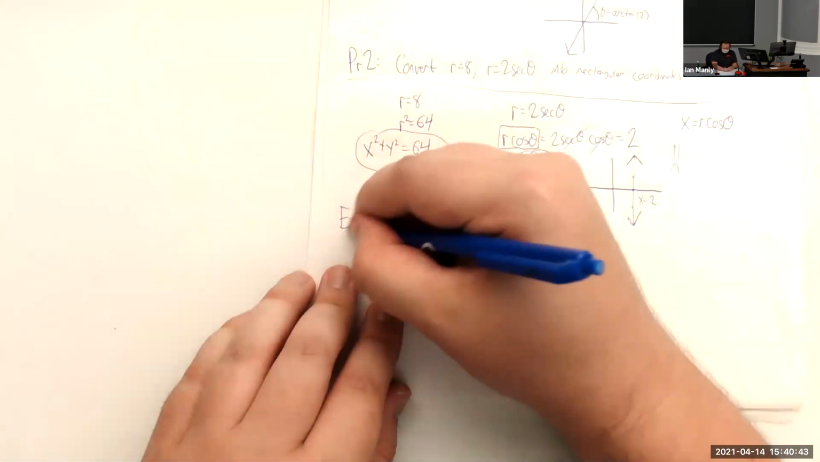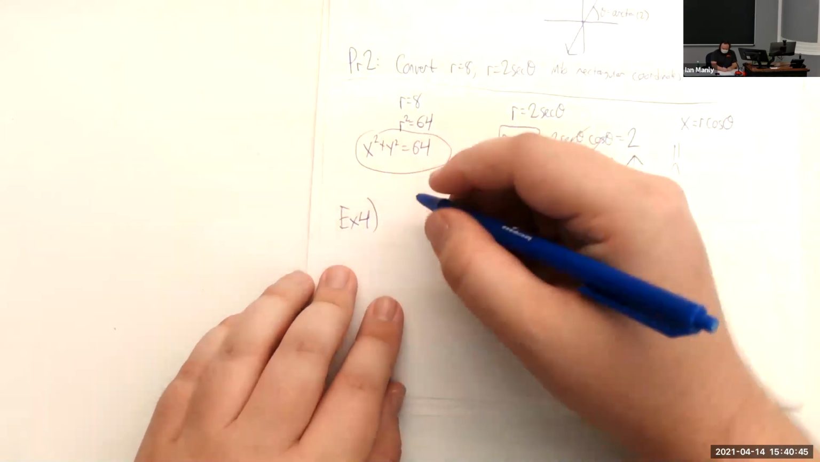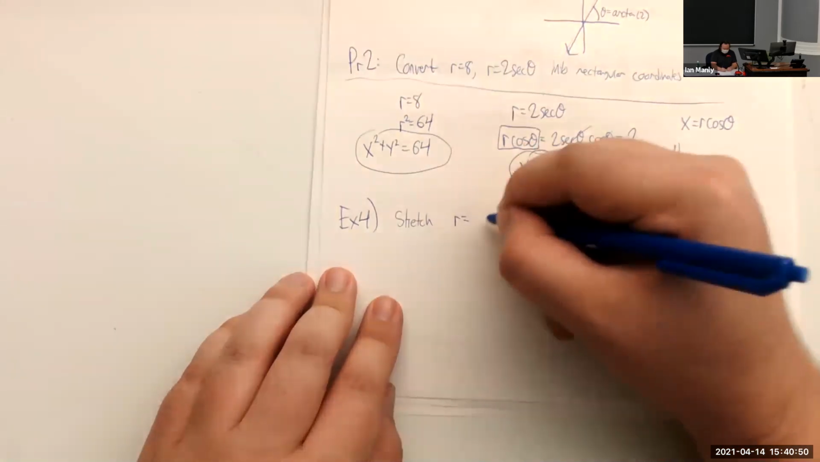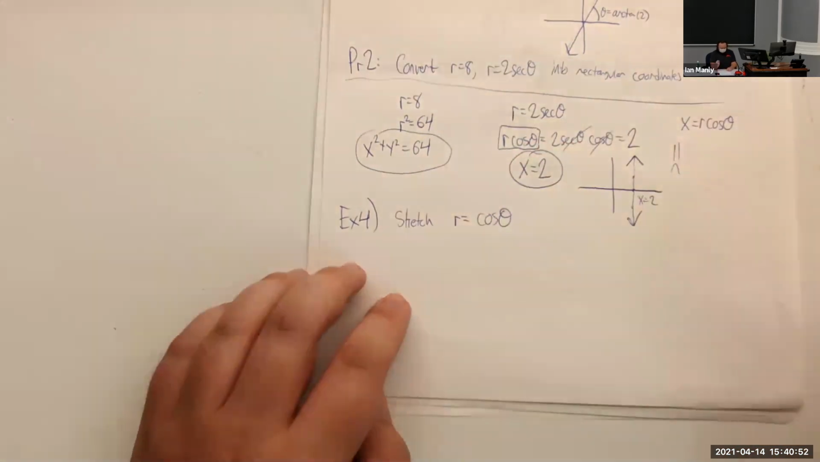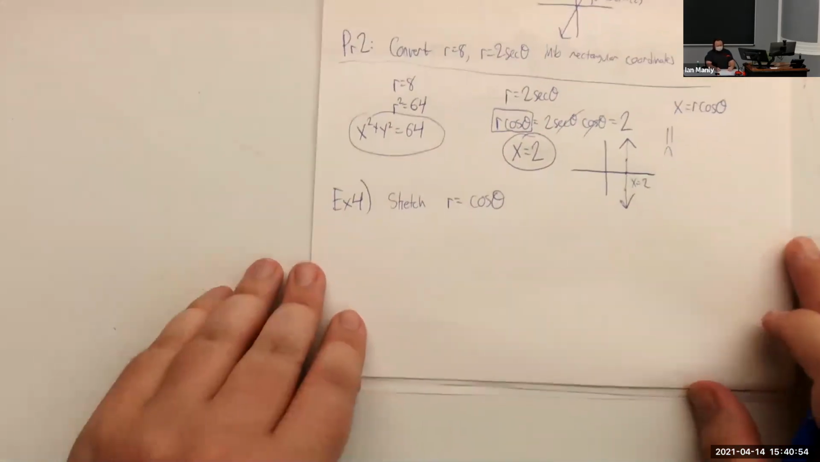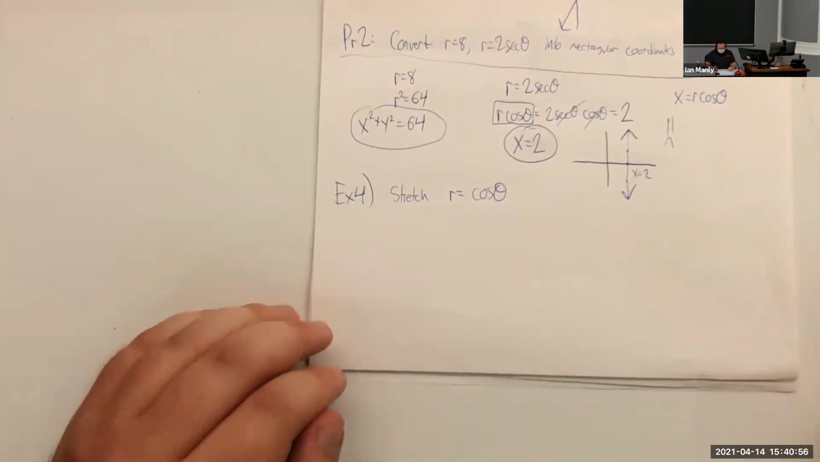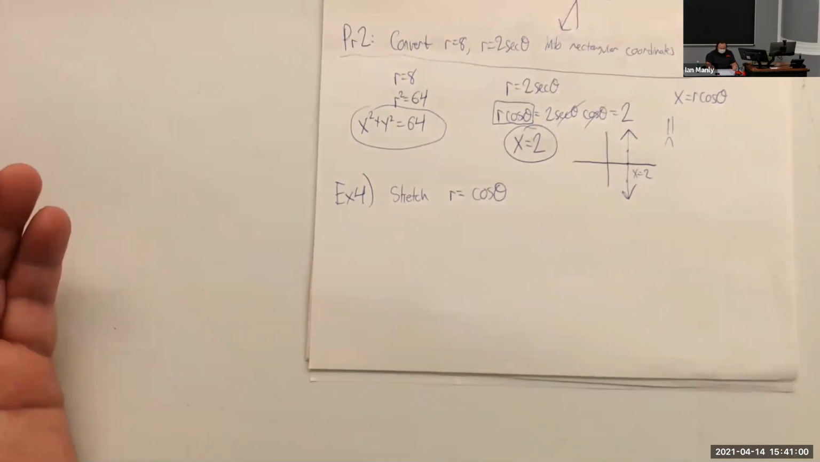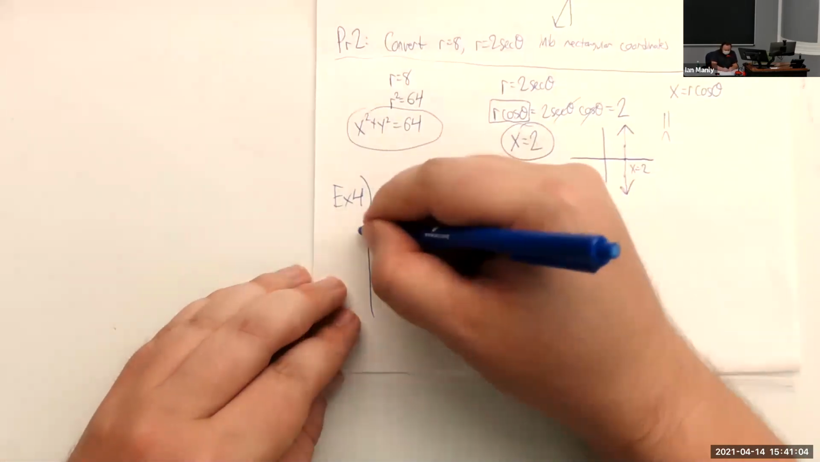Example 4. Let's sketch the curve r equals cosine of theta. All right, so this should be a relatively simple curve to draw here. Now, your math teacher in high school may have advised against this, but what we're going to be doing is we're going to graph this by plotting points. So that's what we're going to do here.